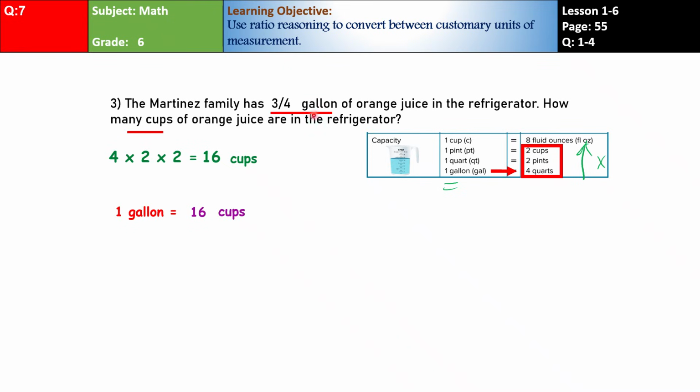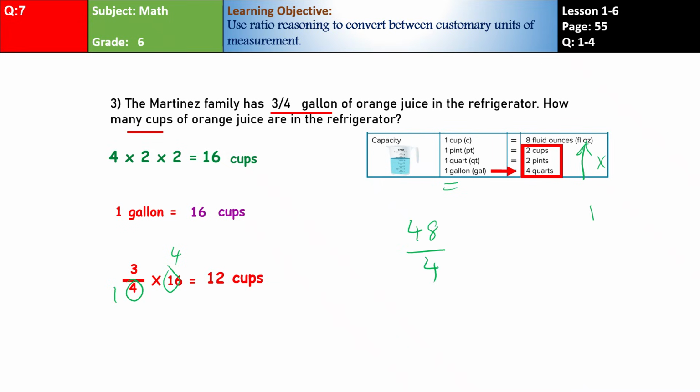Now, how many gallons are there? 3 over 4. So 3 over 4 times 16. Now, as we know that 4 one time is 4 and 4 times 4 is 16. So what do we have now? 3 times 4? 12 cups. If you don't know this method of cancellation, then what is 3 times 16? That is 48. 48 over 4.